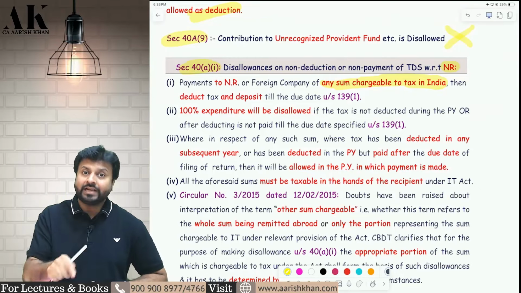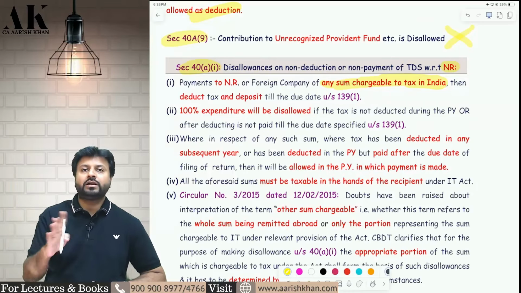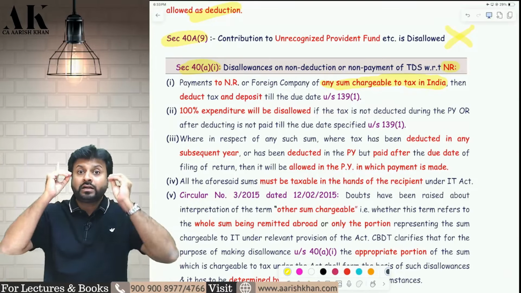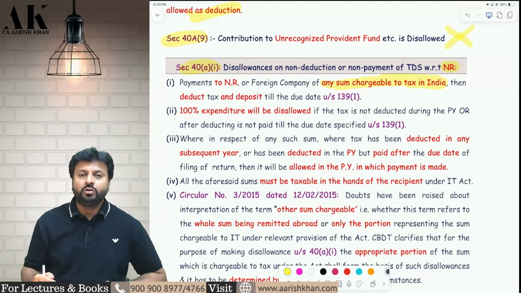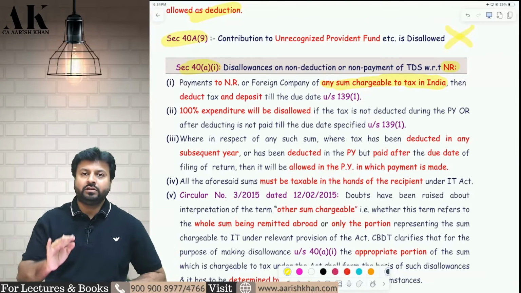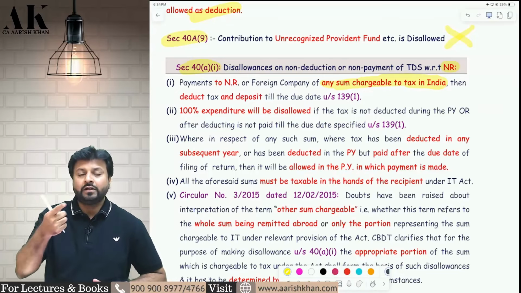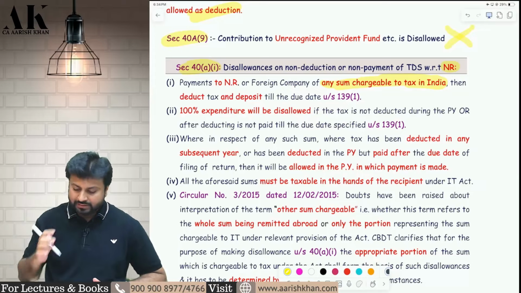Or if I deduct on time by 31st of March, but if I make the payment after the due date of filing of return, then also 100% expenditure will be disallowed in the current year. So the condition is you have to deduct on time. Deduct on time means by 31st of March, before the year ends, you have to deduct, and by due date of filing of return, you have to pay. If you violate any of the two conditions, if you deduct late or if you pay late, then your expenditure will be disallowed in the current year.